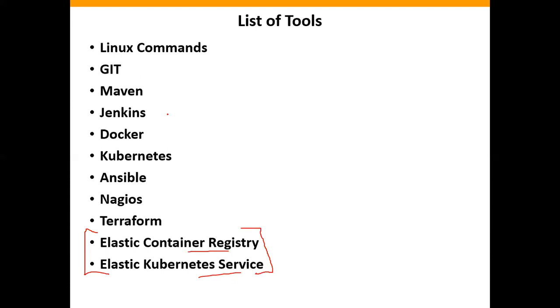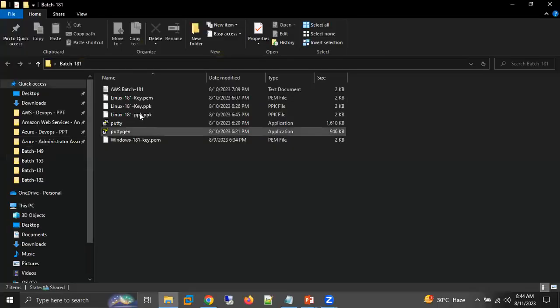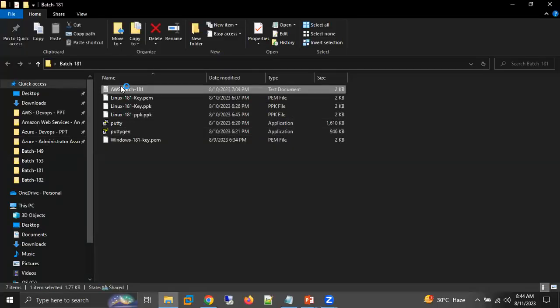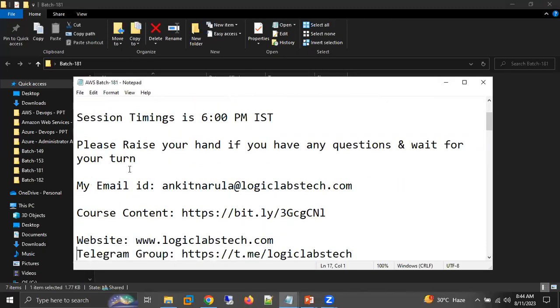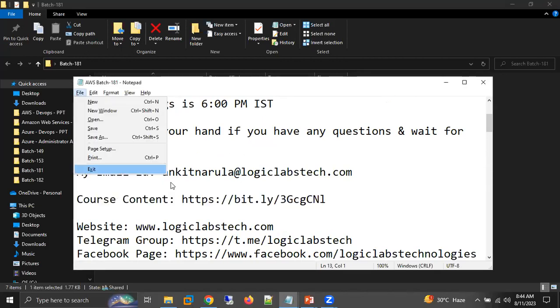AWS has other components as well, right? Lambda is there, DynamoDB. That comes under the associate training, not in the DevOps training. If I share my AWS associate training course content, those things like Lambda, DynamoDB, and VPC come under it. I've shared that particular course content in the chat box. You can check that also.